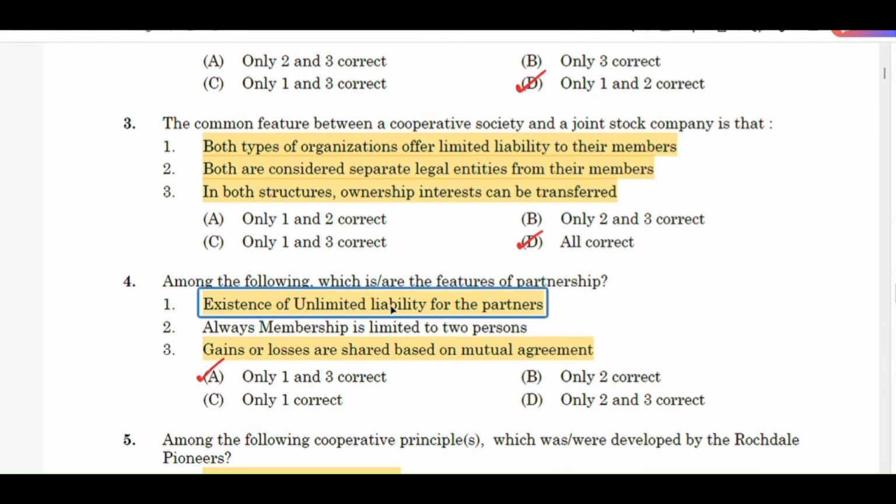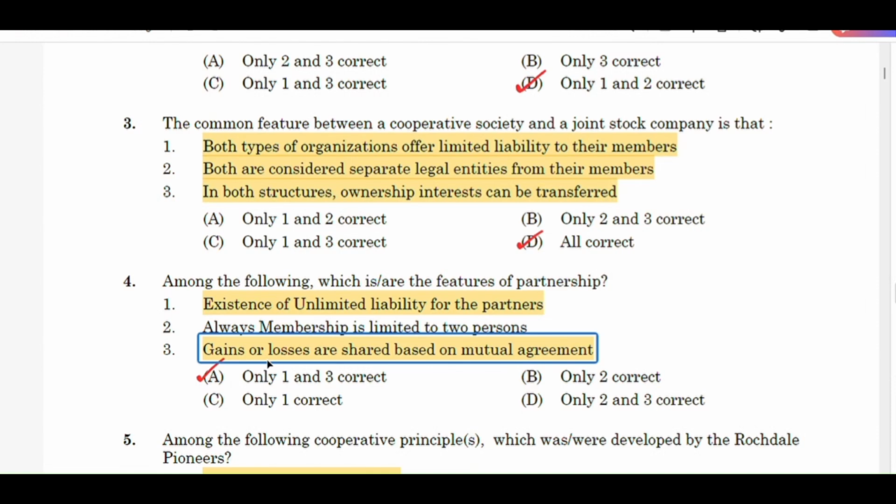Next question, among the following, which are the features of partnership? Answer is option A, only 1 and 3 correct. Existence of unlimited liability for the partners. Gains or losses are shared based on mutual agreement.